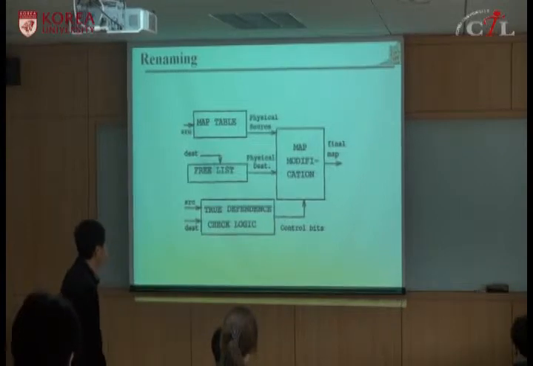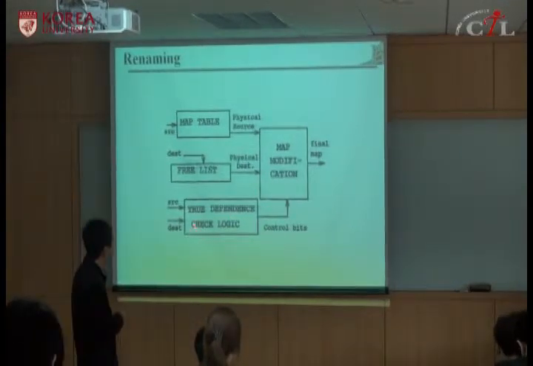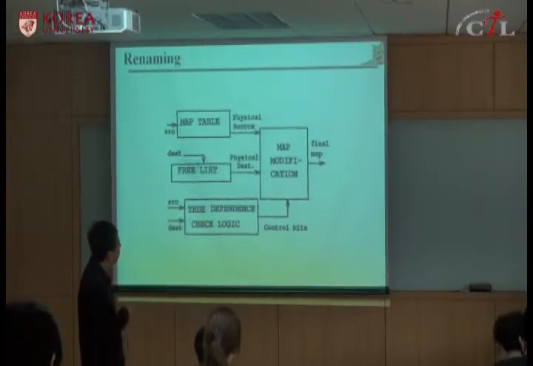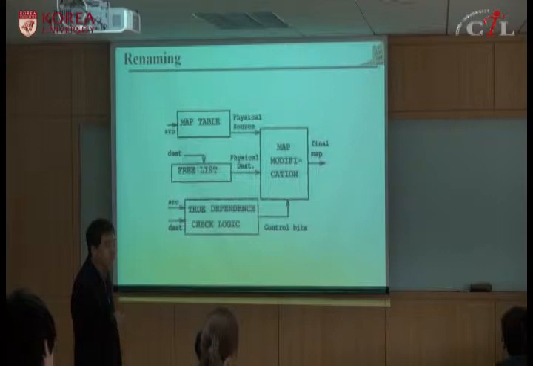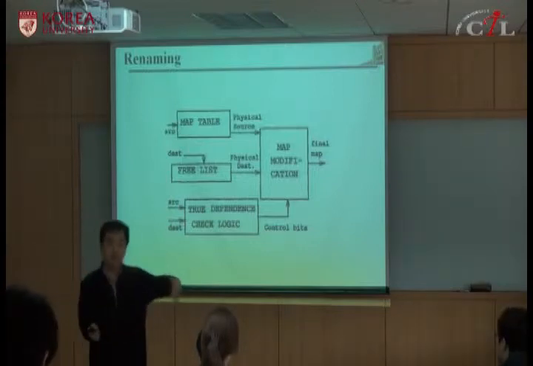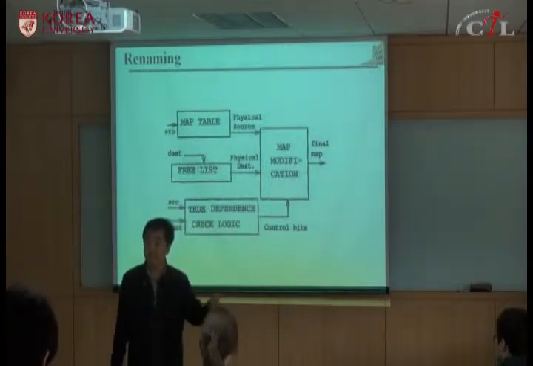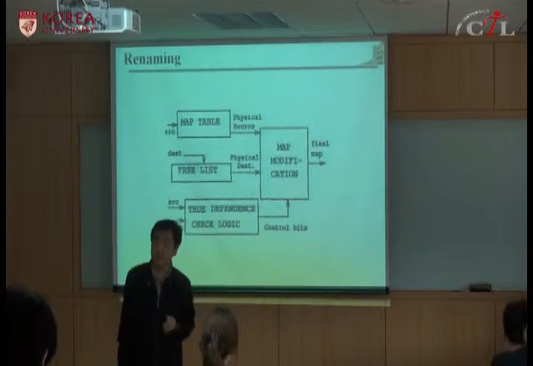Anyhow, based on dependence checking, you need to modify the map, and then using this new physical source and physical destination, you have to read after the rename stage. Because actual registers are physical registers.